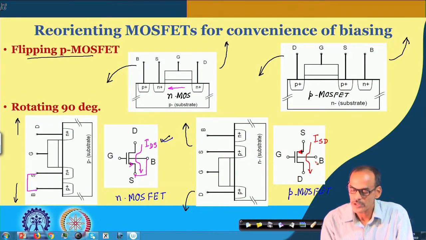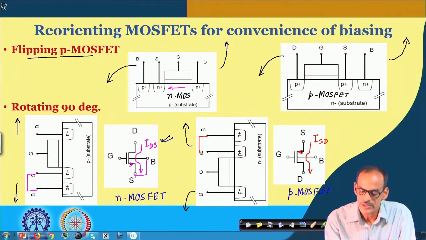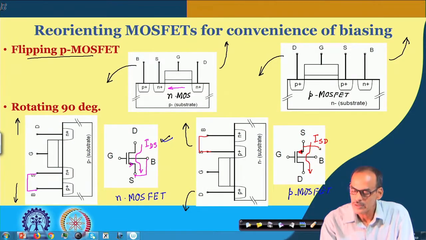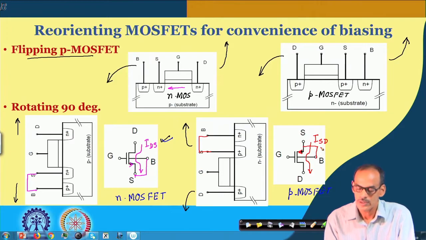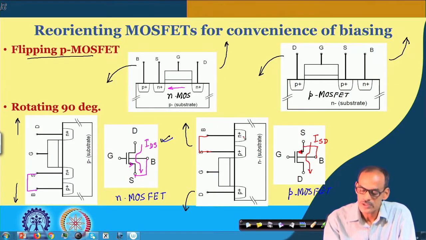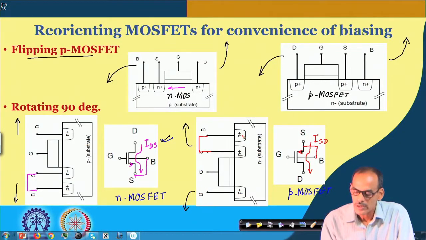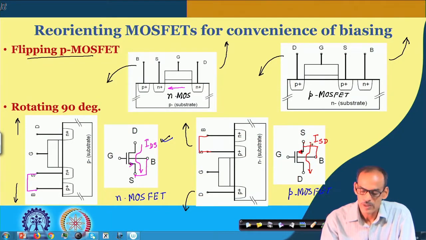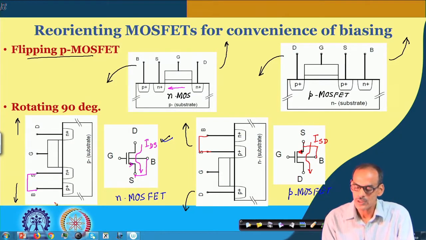Here also we do have the body, and unless otherwise stated, source and body may be connected, but we do have the flexibility. If for some reason you are not connecting it, you have to ensure that this junction is not getting forward biased. In other words, the body should be at higher potential than the source for PMOS, and vice versa for NMOS. As long as we follow that constraint, it is not a problem. But for this course, unless otherwise stated, we assume that body and source are connected.